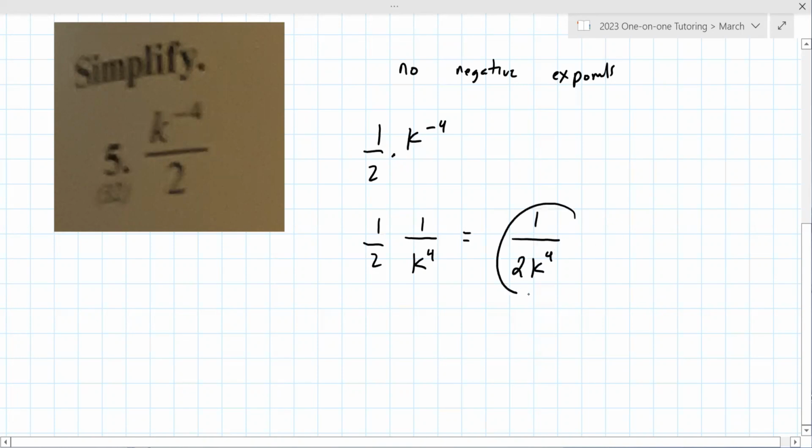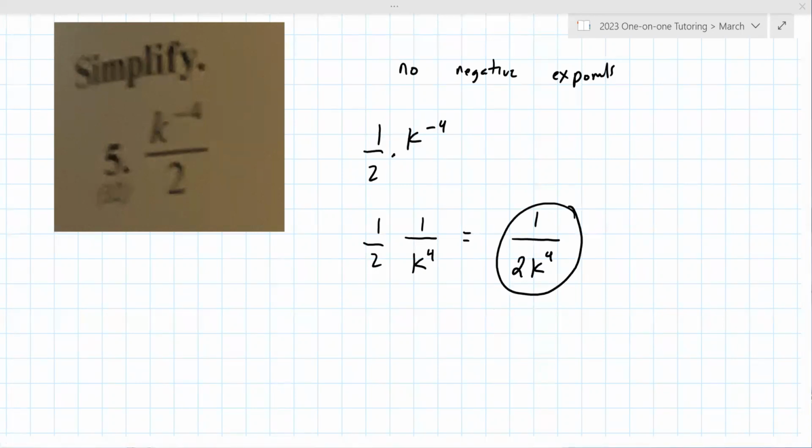And this is your answer, I guess we'll say. So basically you're just undoing the negative exponents.